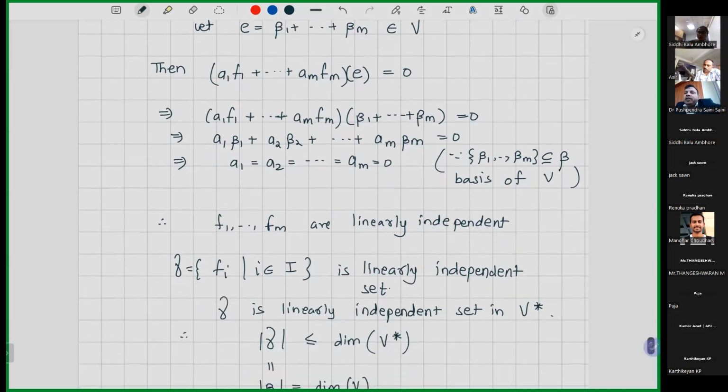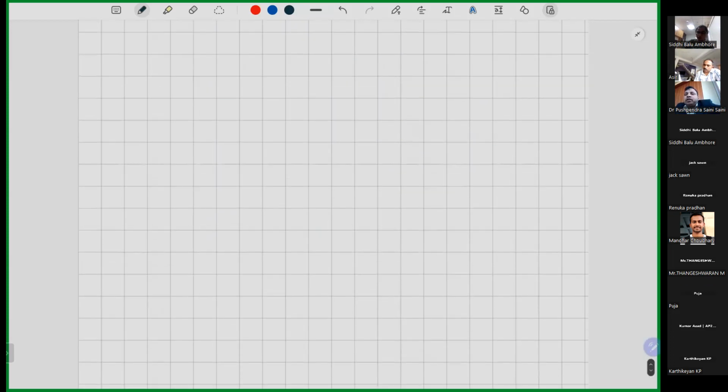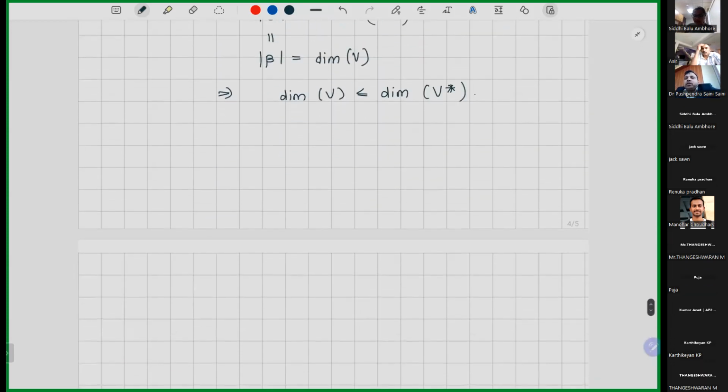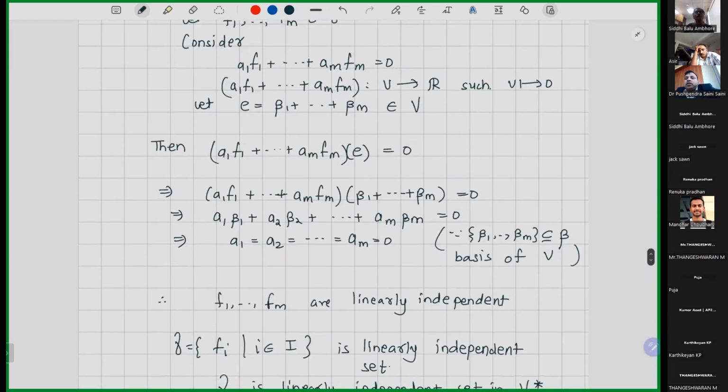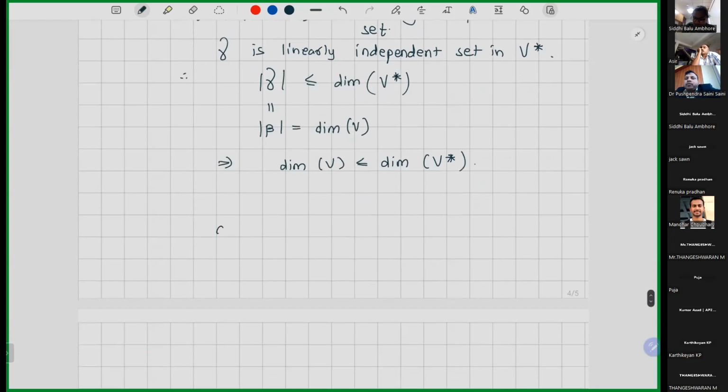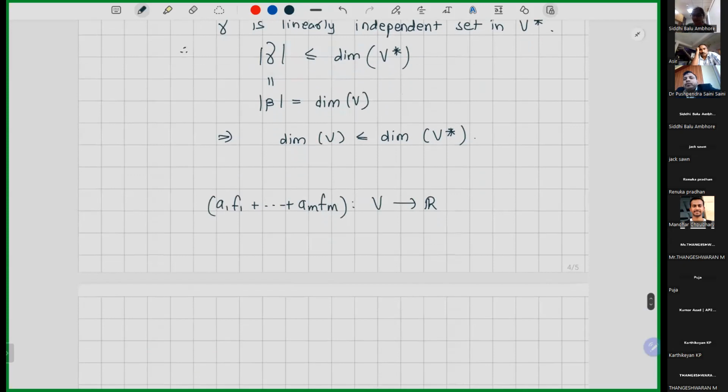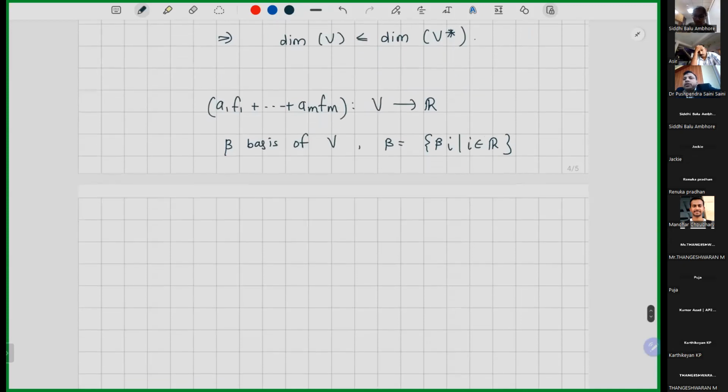Okay, so let me show you one thing. If this E is not clear, let me start with this. I have A1 F1 up to Am Fm. This function A1 F1 up to AM Fm is from V to R, right? And what is V? Beta is a basis of V. And beta is what? It is beta I in R.